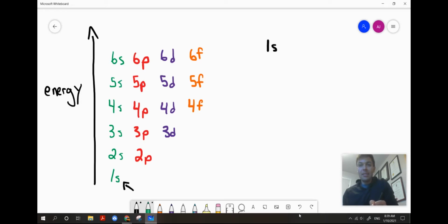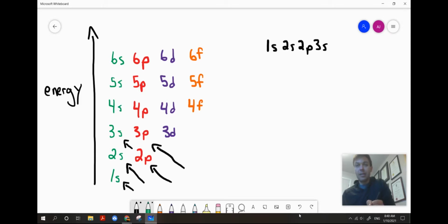Once we get to the end of the s sublevel, we move to the right. The next sublevel is 2s. When I've hit the leftmost column, I move over. 2p, 3s. So after 2s comes 2p and then 3s. After 3s, we've hit the leftmost column. We start another diagonal line. 3p, then 4s.